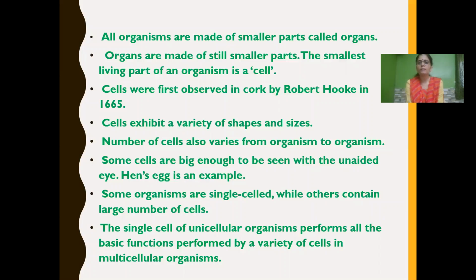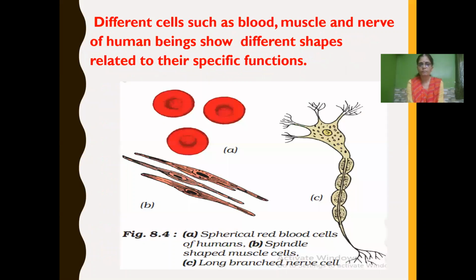The single-celled unicellular organisms perform all the basic functions that are performed by a variety of cells in multicellular organisms. Different cells, such as blood cells, muscle cells and nerve cells of a human being, show different shapes. The shape of the cell varies, and it is related to their specific function.